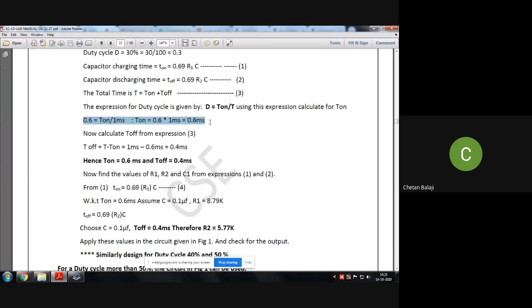T equals T on plus T off. Here I know what is my T, I know what is my T on. Find out T off by subtracting: T off equals T minus T on, which is equal to 1 millisecond minus 0.6 millisecond, which is equal to 0.4 millisecond.